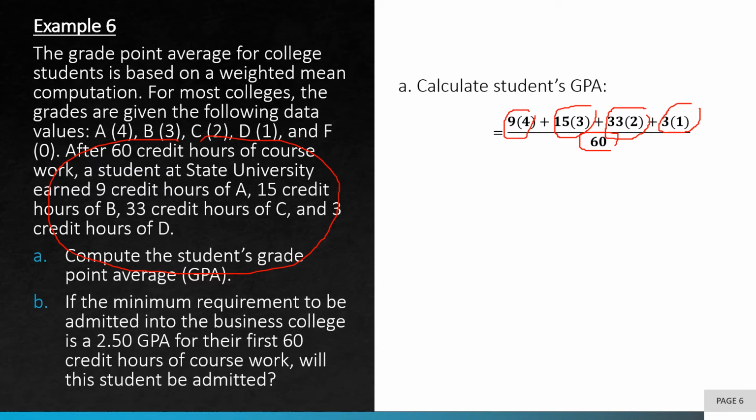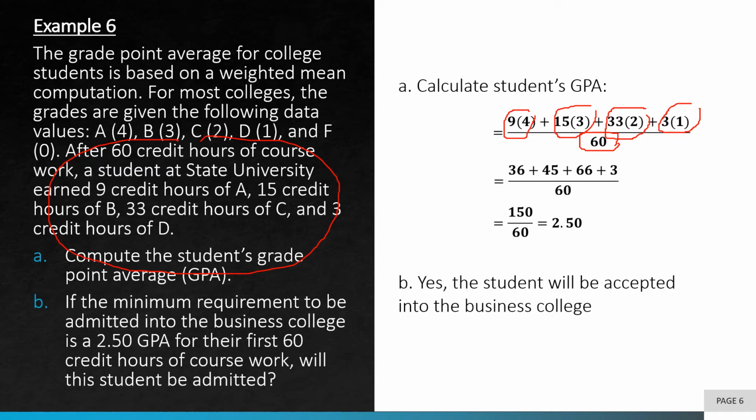Divide by the total weights. How you get that weight is basically 9 plus 15 plus 33 plus 3. So what do you get? You'll get 2.5. So the student's GPA is 2.5. The next question. If the minimum requirement to be admitted into the business college is a 2.5 GPA for their first 60 credit hours of coursework, will the student be admitted? Yes, the student will be accepted because the student obtained a 2.5 GPA.